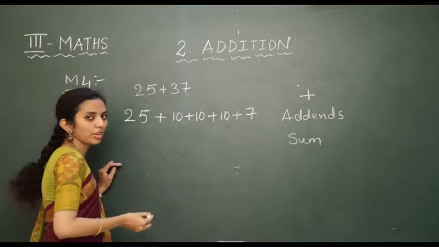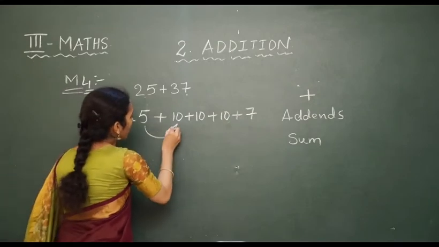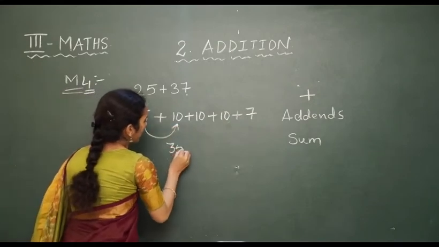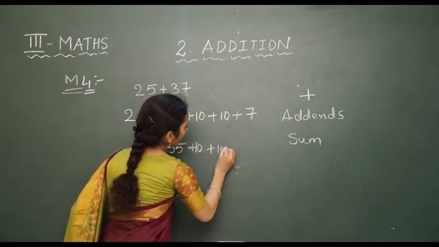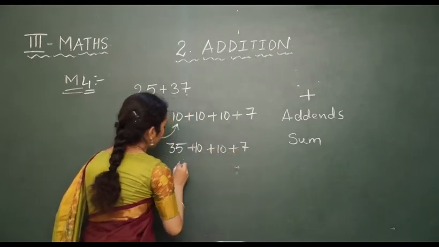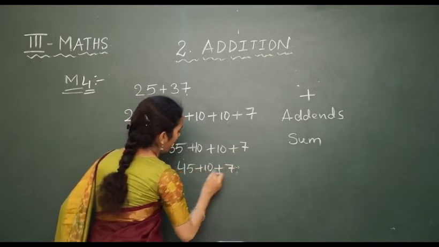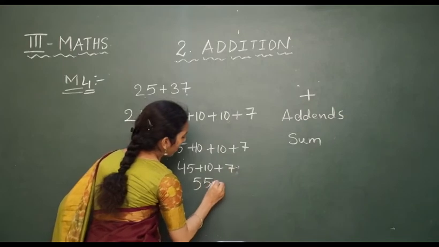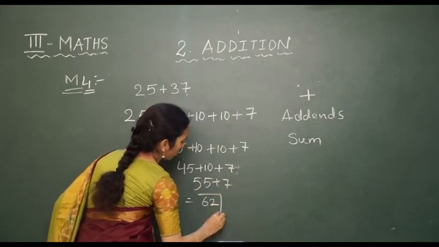So what are we doing? We are doing the 10 counting in the number chart. So 25 plus 10, 35 plus 10, plus 10 plus 7 is 45 plus 10 plus 7. Again it comes to 55 plus 7. So it is finally again 62.